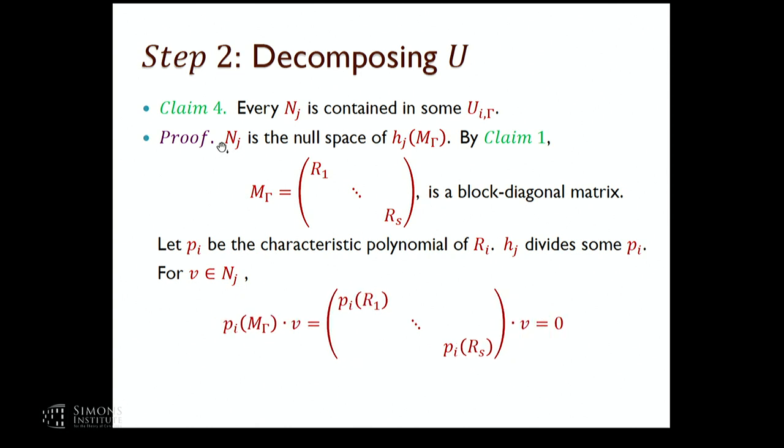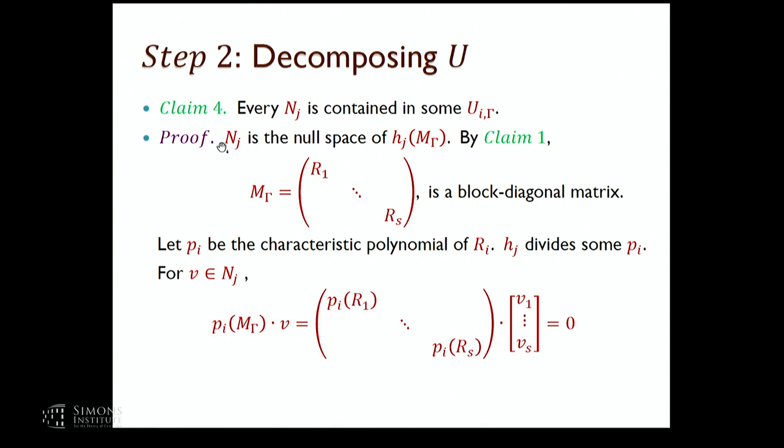Think of v as a column vector, and split it up into S segments, V1 through Vs. V1 corresponds to the segment for U1 and so on. We wish to prove here that all the segments are 0 except Vi. So it's a very simple linear algebra from here. This gives Pi of Rq times Vq equal to 0 for every q.